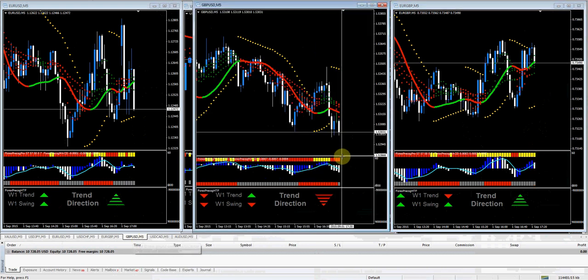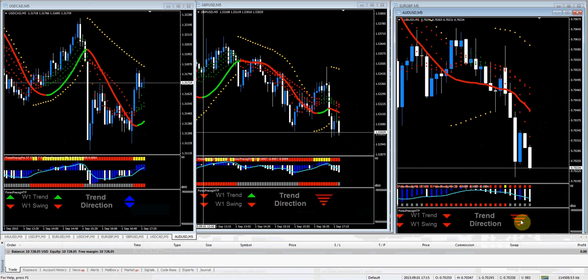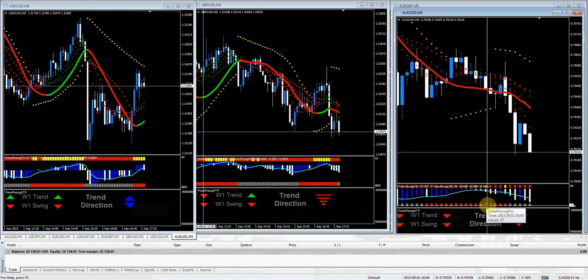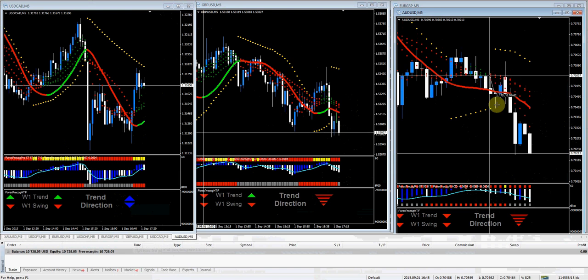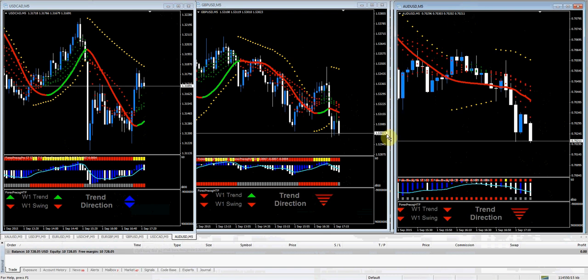GBP USD, that's coming very close to a setup here, so we're going to continue to watch that. Indecisive. Alright, this is obviously pushing down. There would have been several opportunities to get in on this trade, but for right now we're going to continue to just be patient.